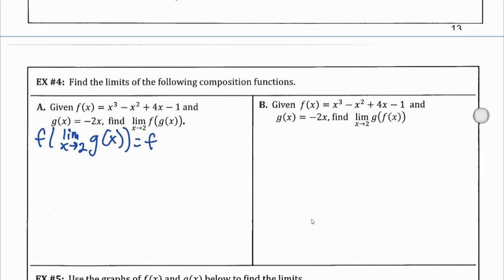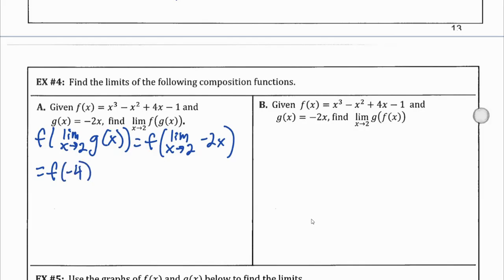So we're going to start with doing f of the limit as x approaches 2 of g of x, which is negative 2x. The easiest way to get that limit is just by plugging in. The limit as x approaches 2, if I plug it into that function, I'm going to end up getting negative 4, because I'm plugging in 2 for x. So what I'm really looking for is f of negative 4.